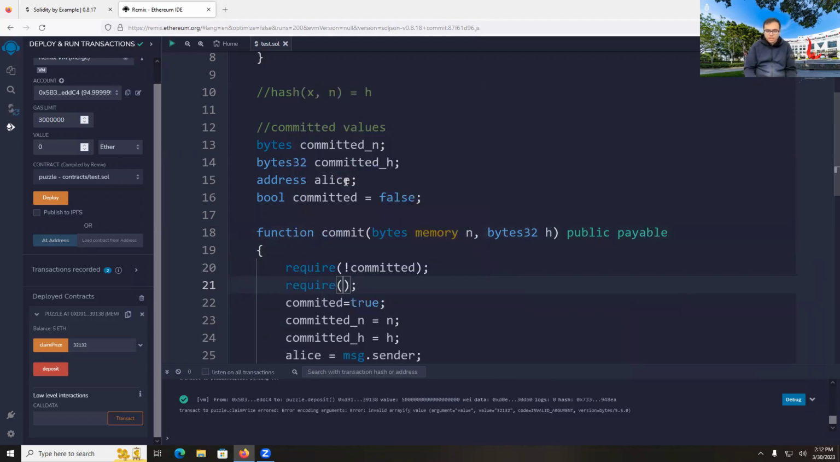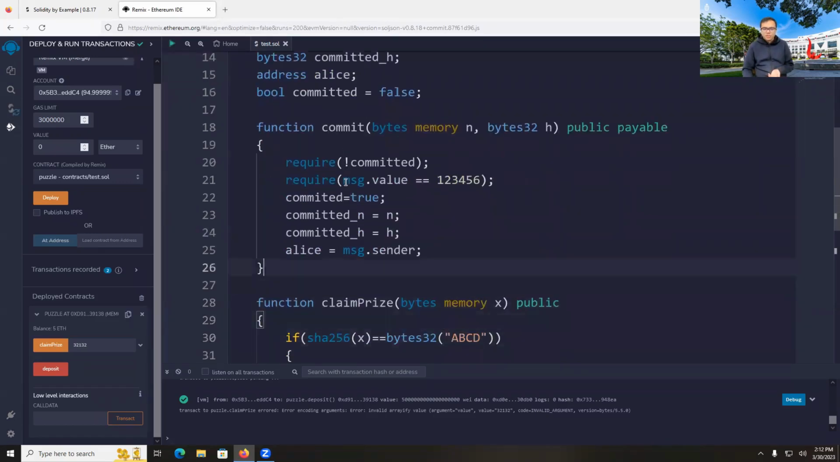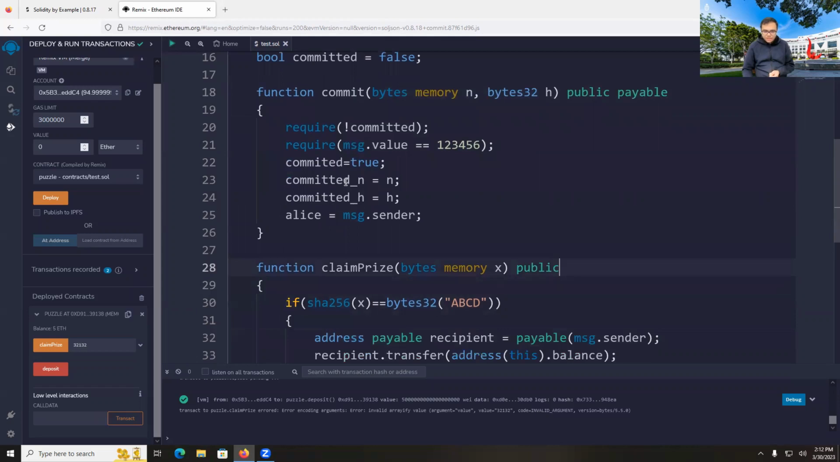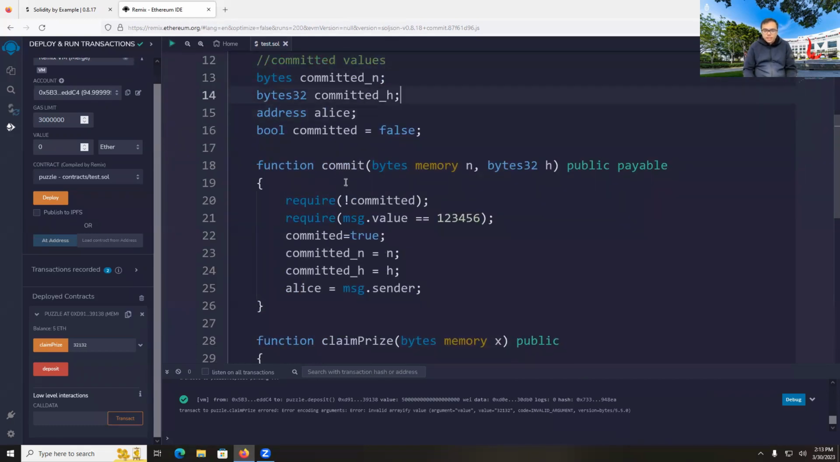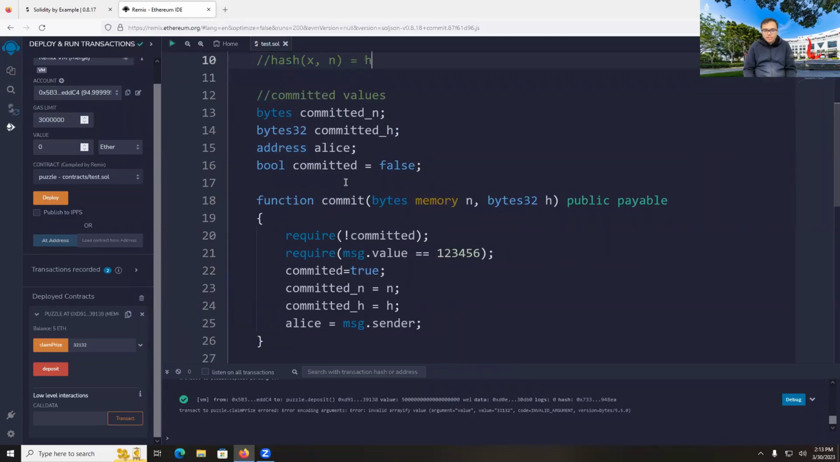So I can say I require that when you're doing the commit, you're paying me some amount. Okay, whatever amount you like, so that no one just does commitments if they don't really have the solution. So now if you have the solution, you do this commitment. And then when someone calls claim price, here's what's going to happen. We're going to check that the original puzzle is solved. But additionally, I'm going to also check that this commitment was correct. So I want the hash of x and n to be h.